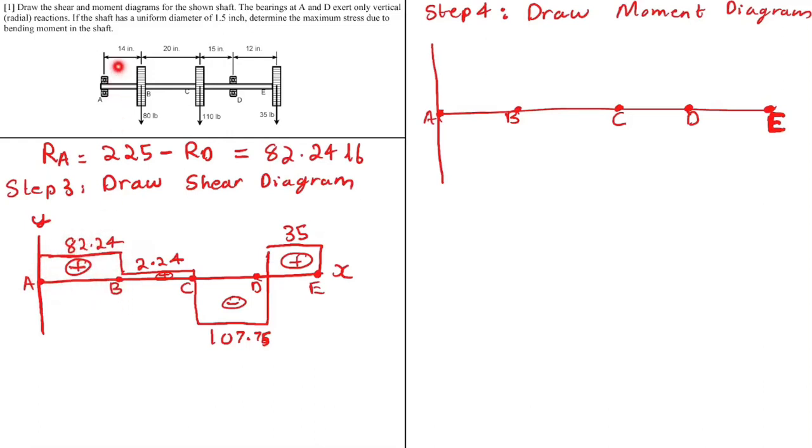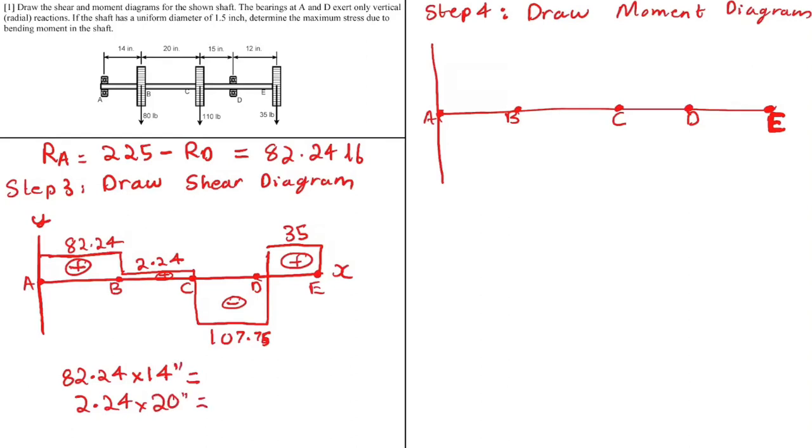This distance is 14 inches from A to B, and the magnitude or the value of the force is 82.24. So your moment over there would be 82.24 times 14. It's as simple as that. To calculate the moment at a location, you just multiply, or find the area under the graph. Similarly, 2.24 times the distance between B and C. That is again 20 inches.